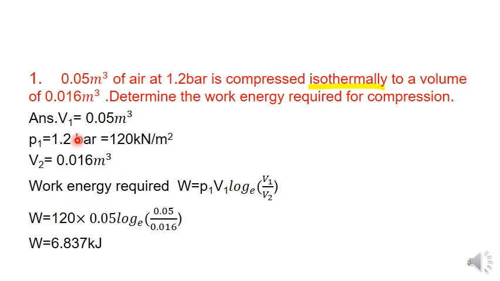1.2 directly means we'll get the answer wrong. Here you have to convert the bar into Newton per meter square. So we know that 1.2 bar means 1.2 into 10 to the power of 5 Newton per meter square. So I am writing 10 power 5 as 10 square into 10 power 3. I am writing 10 square multiplying with 1.2, and 10 cube as a kilo. So 120 kilo Newton per meter square. So W is equal to 6.387 kilo joules.